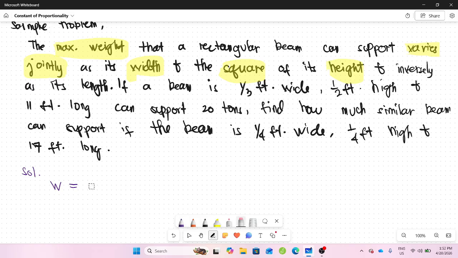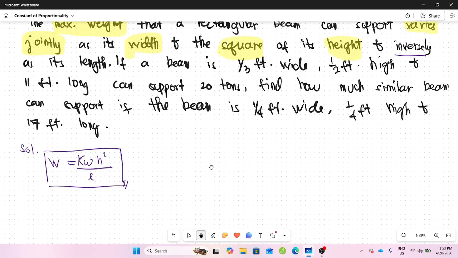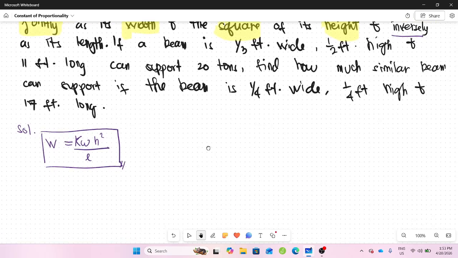Allow me to use another color. So width and the square of its height. So h squared, and inversely as its length. Do not forget the constant of proportionality here, and inversely as its length L. So this will be our equation in solving for the maximum weight that this beam can support. So that's our equation. So let's proceed.